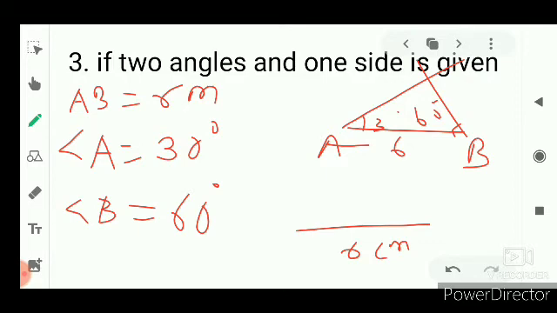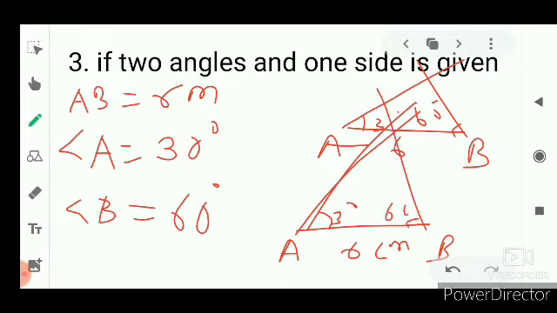Now using the protractor we will make one angle of 30 degrees. This is AB. We will make one angle of 30 degrees from A and one angle of 60 degrees from B, and we will extend these 2 rays until they meet. The point of meeting is named as the point C. So this is the required triangle ABC.